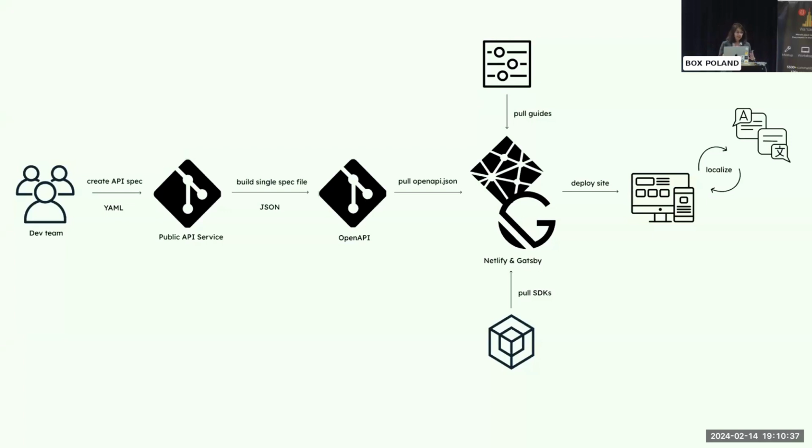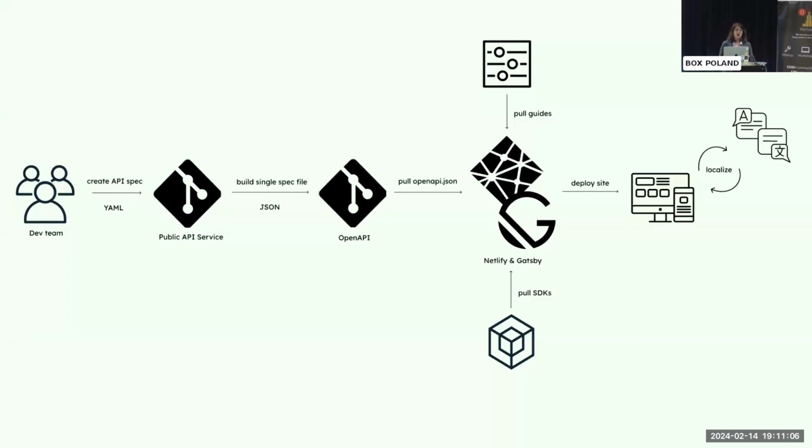So Gatsby is the static site generator that takes all of our sources, API specs, the guides, the SDKs, everything that we have, and builds it using different plugins, for example, for Markdown, for the OpenAPI transforming, all of that. And then all the content, after being built and orchestrated by Netlify, lands on our site, so it's deployed.